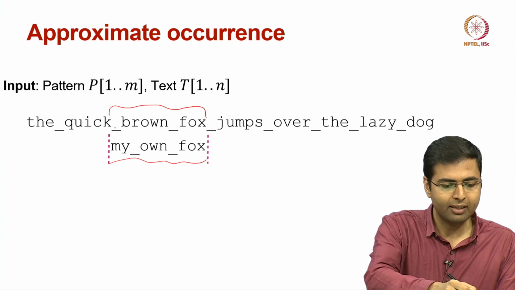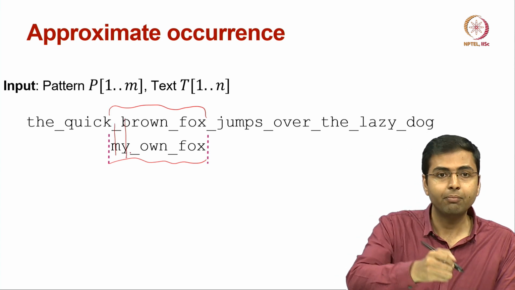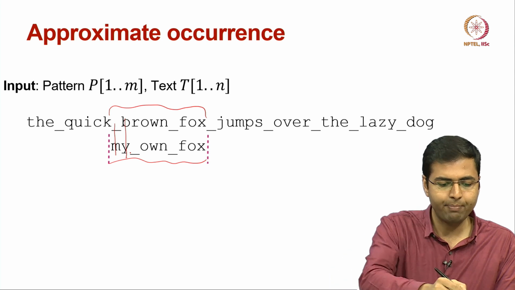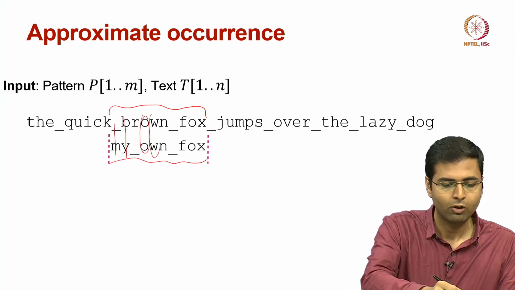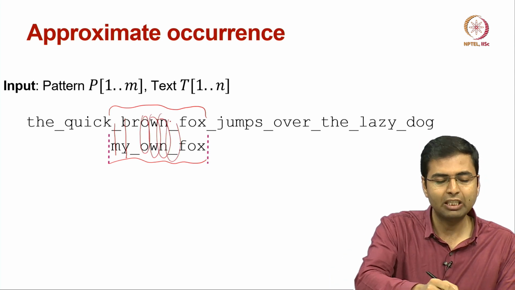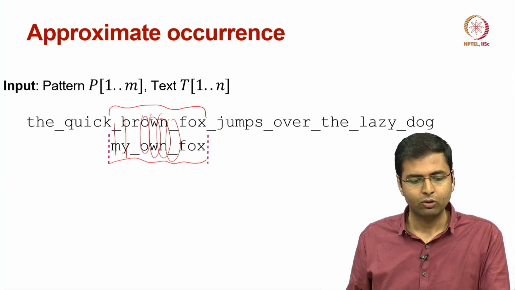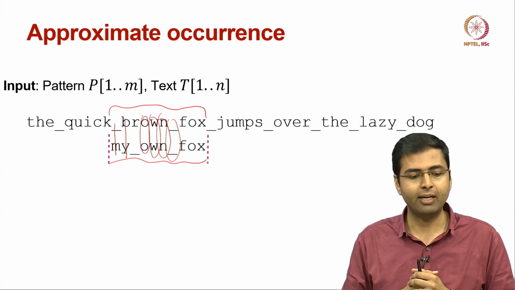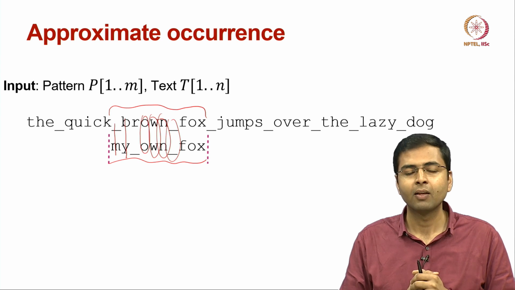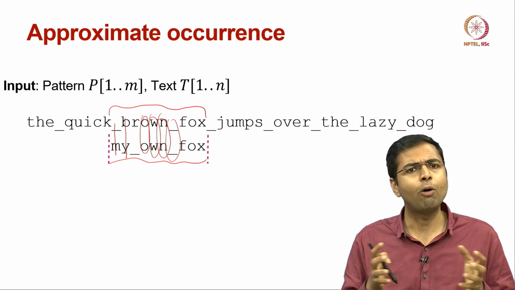So, even though there is some mismatch, there are many matches as well, and therefore I am calling it an approximate match. So, in this case, yes, there is an approximate occurrence of this pattern in the text, but how do we mathematically formulate this problem?